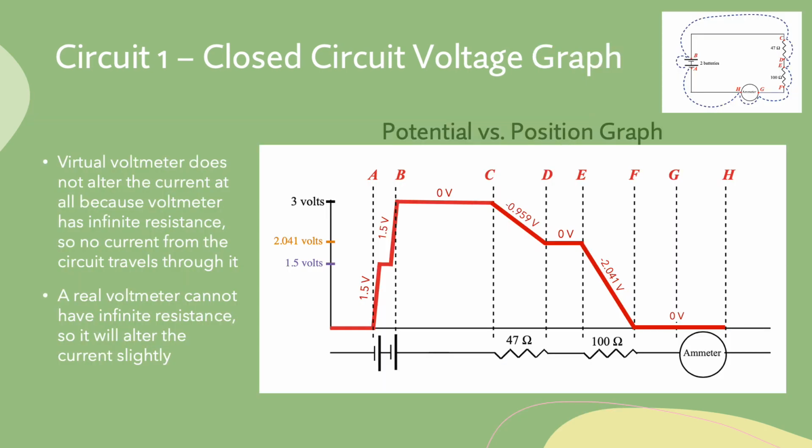This graph displays the electric potential at different positions around the circuit. Moving from left to right across the graph, the electric potential increases to 3 volts due to the two batteries, stays at 0 while in the wires, and then decreases when it passes through each of the resistors, making a total potential difference of 0 volts. When in use on the circuit, the virtual voltmeter does not alter the current at all because the voltmeter has infinite resistance, so no current from the circuit travels through it. This is not very realistic. A real voltmeter cannot have infinite resistance, so it would alter the current in the circuit slightly.